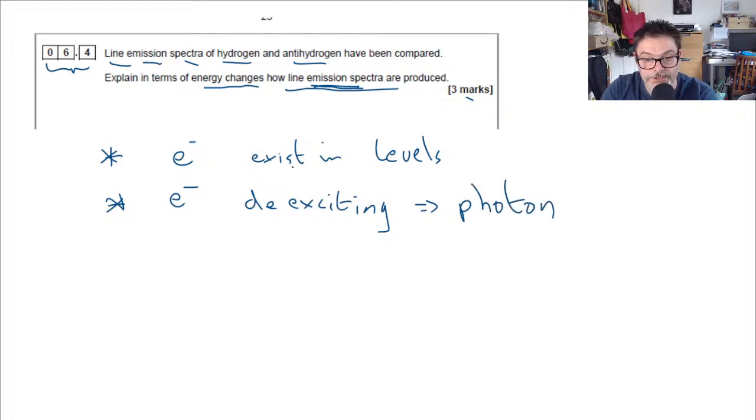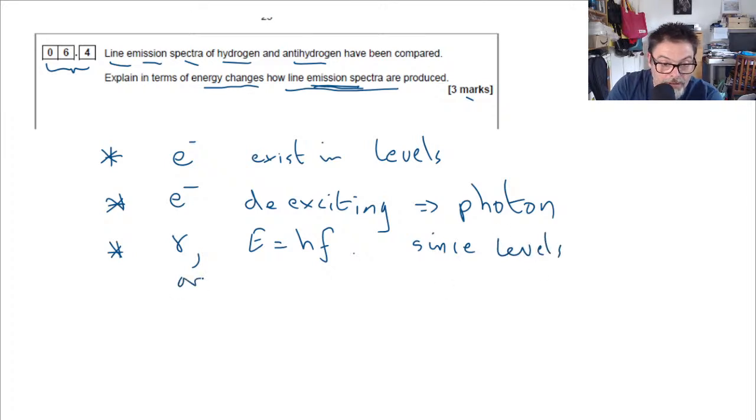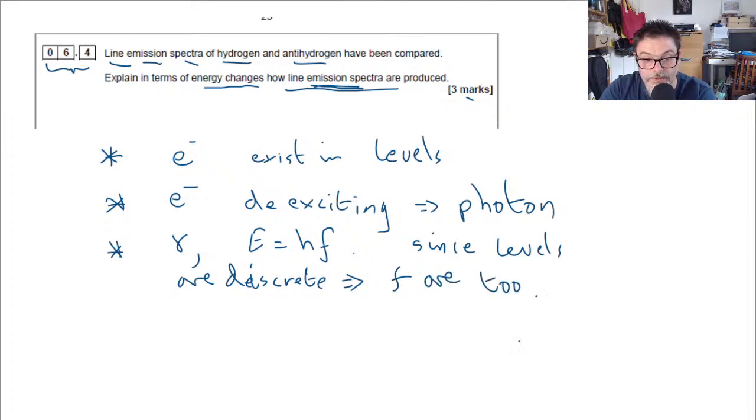Alright, so electrons exist in levels, de-excite and emit a photon, and that photon, gamma, remember, is a symbol for a photon, has the energy hf. And since the levels are discrete, i.e. very separate, that means that the frequencies are going to be discrete. In other words, you're going to get lines rather than a block of colour. So since levels are discrete, this implies that the frequencies are too. So that's what we're looking at.